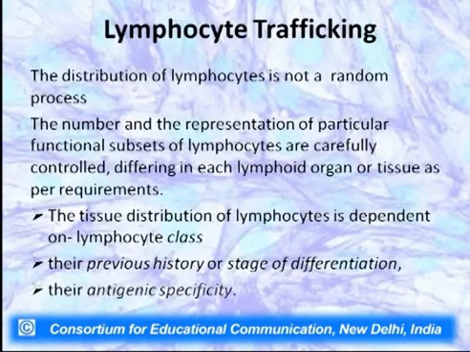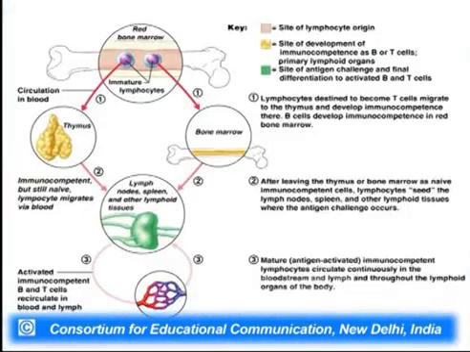Now, there is a process called lymphocyte trafficking, that is, the distribution of lymphocytes is not a random process. The number and the representation of particular functional subsets of lymphocytes is extremely controlled. It differs in each lymphoid organ or tissue as per the requirement. So, it is dependent on lymphocyte class. It is also dependent on the previous history or the stage of differentiation, as well as on the antigenic specificity.